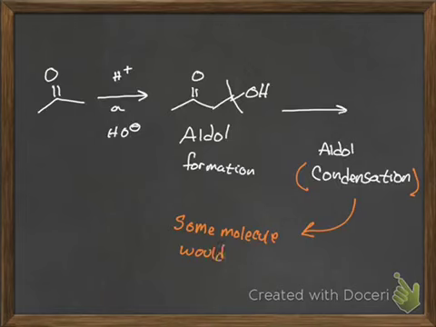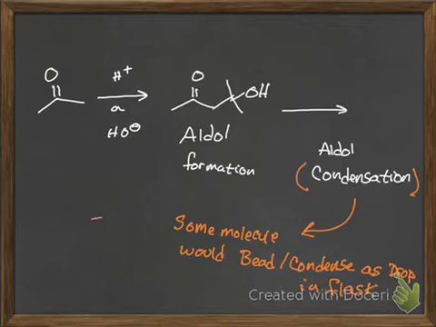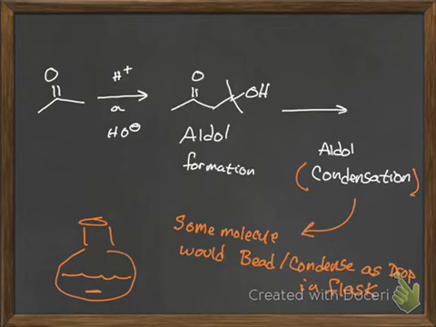would bead or condense as a drop in the flask. So you could see a condensation reaction was going on with this is your stirring medium in a round bottom flask, and you would start to see these droplets condensing. Literally, it's just what it says on the tin, condensing on the inside of the flask.